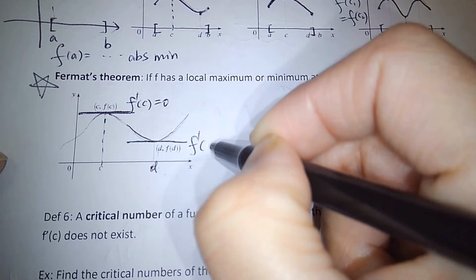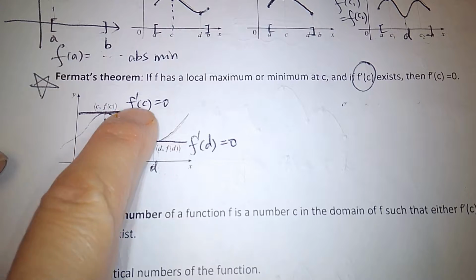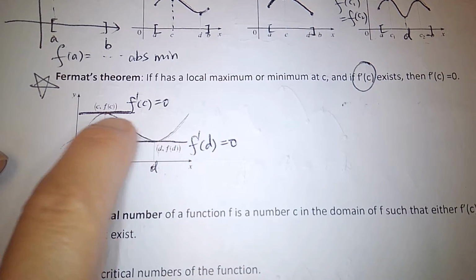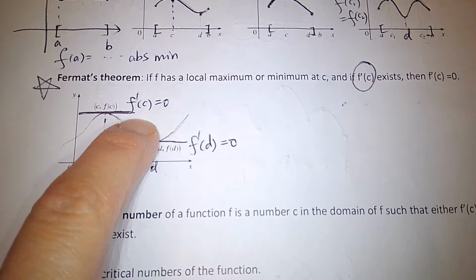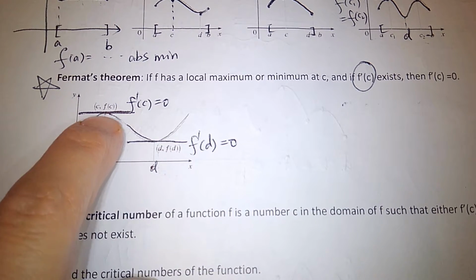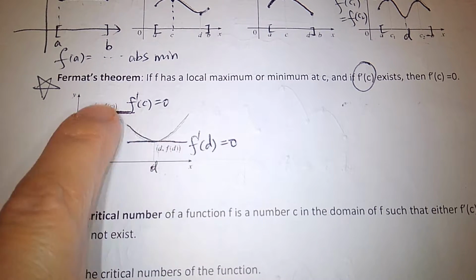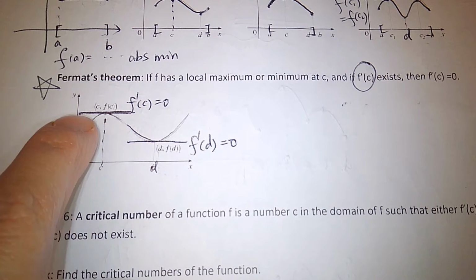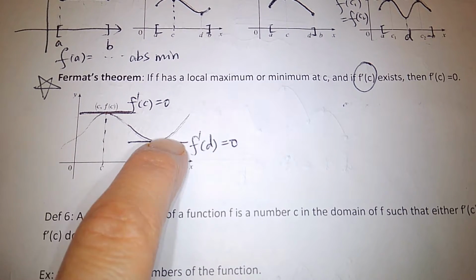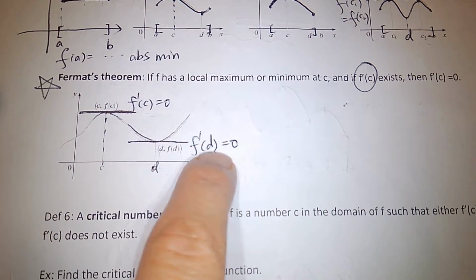What is f prime at d? 0. Why? Because the derivative gives us what? The slope of the tangent line. Remember we did this before, right? And why does the slope of this tangent line equal 0? Because these points are tangent to the curve at local maximum and local minimum values. So that's why the tangent line is a horizontal line, right? A horizontal line gives us what? 0 slope.